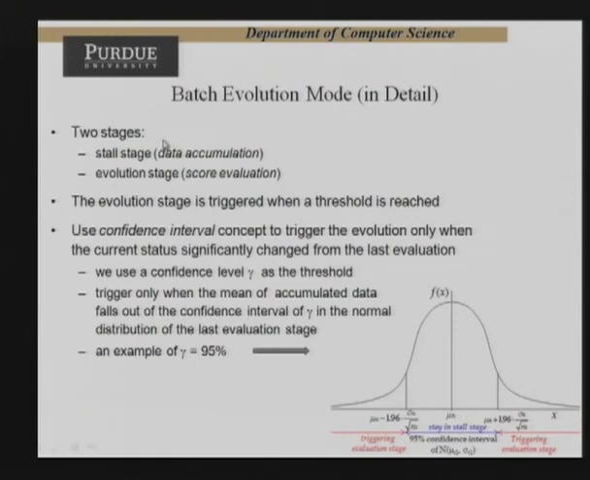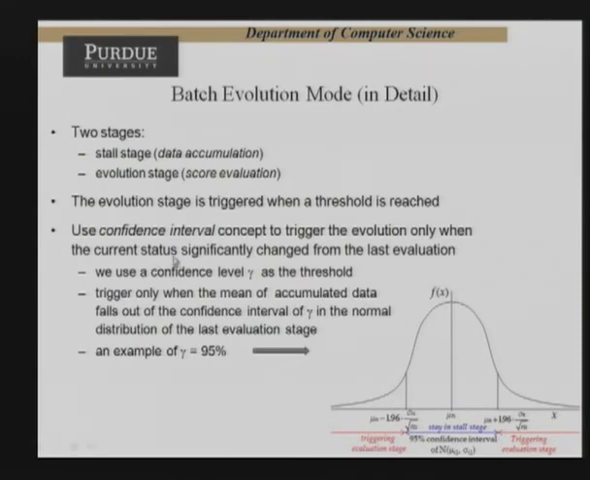In the batch mode, there are 2 stages. The first one is the store stage. It means that we only conduct the current trust score based on the current node score. The second stage is the evolution stage, and in this stage, we calculate the trust scores with the cyclic framework. The evolution stage is triggered when a threshold is reached. As I already said, using a static number or static time period is not a good choice, so we use a confidence interval concept to trigger the evolution stage.